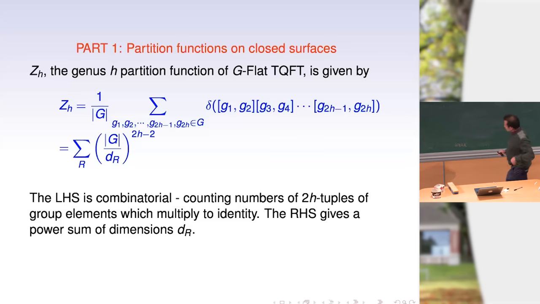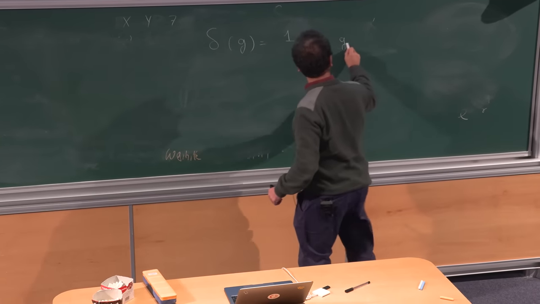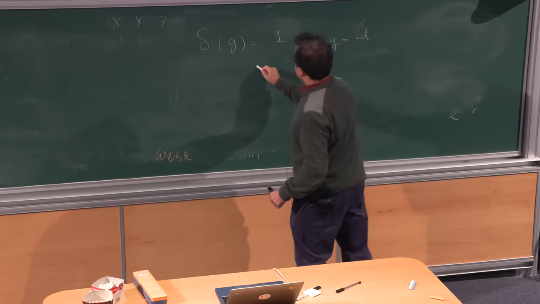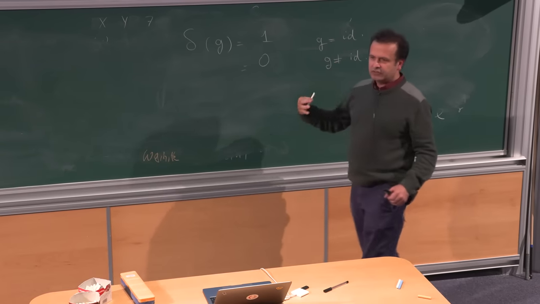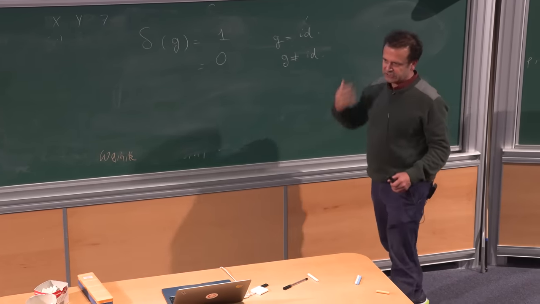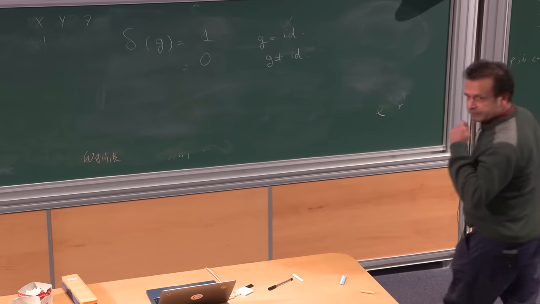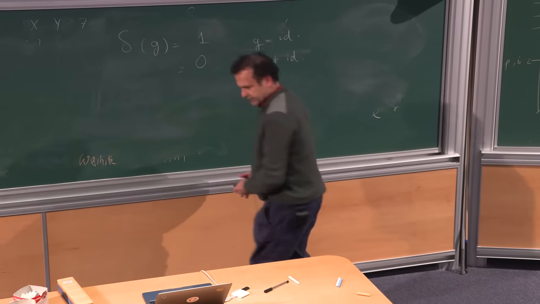Oh, delta. So the delta of a group element, it's defined for any group element, is equal to 1 if G is the identity, and it is 0 if G is not the identity. So it's a delta function over the group element, over the group or the group algebra, because it's a sum of group elements here. So likewise, if I have a sum of group elements, it'll pick up the coefficient.